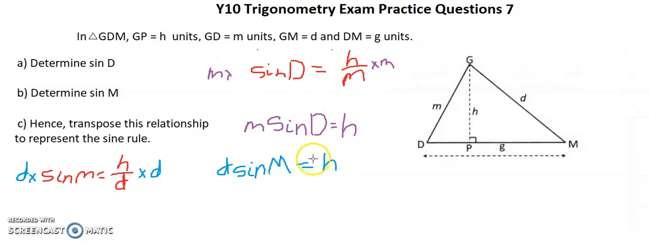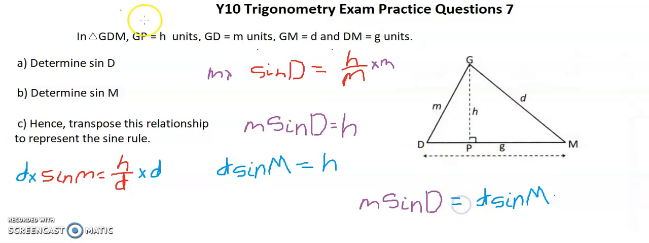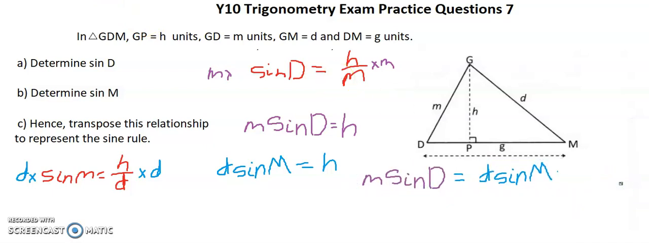So because they're both equal to H, I'm able to say that M sine D is going to be equal to D sine M. Now, the last step to show this relationship in terms of the sine rule is I'm going to divide both sides by M and I'm going to divide both sides by D.